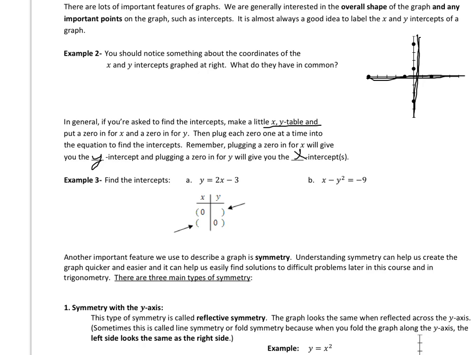Okay. All right, so just quickly in example 3, let's find the intercepts. Okay. So if we want to find the y-intercept, we plug in 0 for x. So we plug in a 0 right there, and what does y equal? Yeah, 2 times 0 is 0, so y is -3. There's your y-intercept right there. Okay. And then the opposite's also true. So if I plug in a 0 for y, okay, then I get 0.